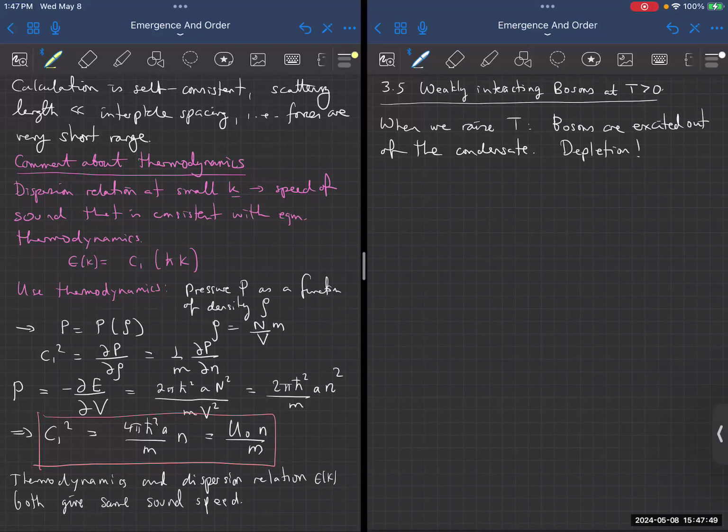So what you might say is, well, we can calculate this in the following way. I can say, well, what is the depletion of the condensate? Well, if I take the number of particles in the system minus the number of particles that are in the ground state of the system, which is a function of temperature, divided by the total number of particles, that is what we mean by the depletion. So it just says that these are the particles not in the condensate.